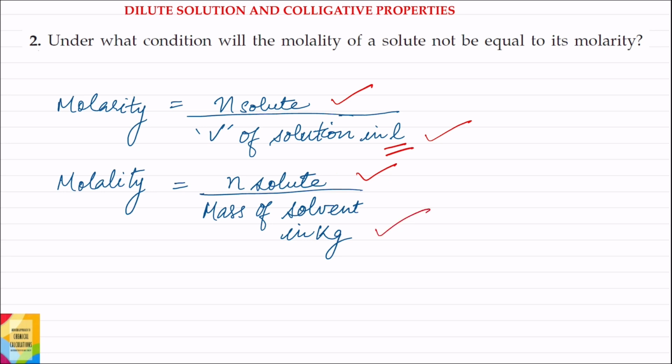Now if we consider that the amount of solute dissolved in solvent is very less, then usually the volume of solution is equal to the volume of solvent taken. But the mass of solvent will be equal to volume of solvent into density of solvent. So if the density of solvent is high, in that case mass of solvent will increase, and in such cases molality will not be equal to molarity.